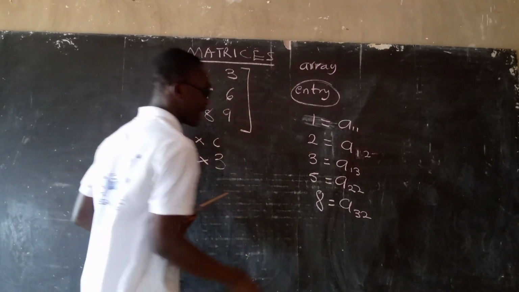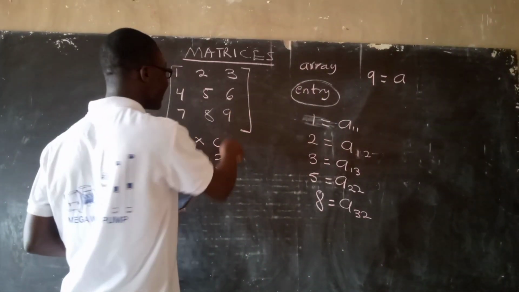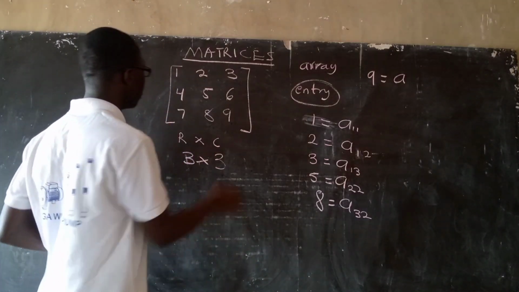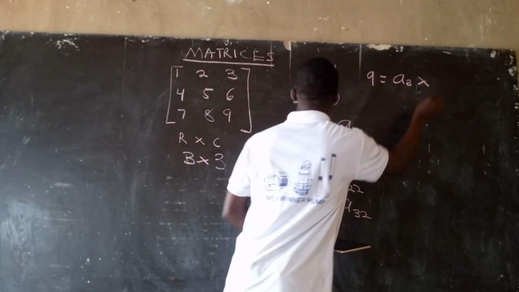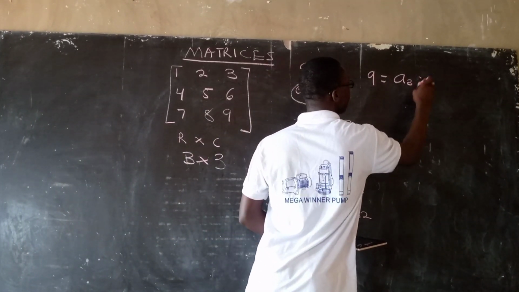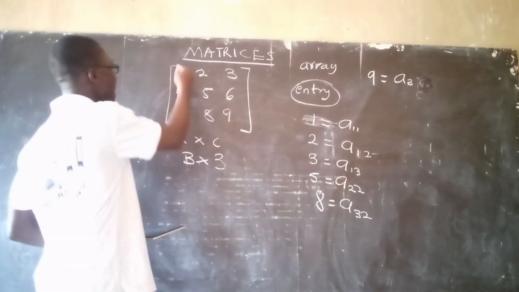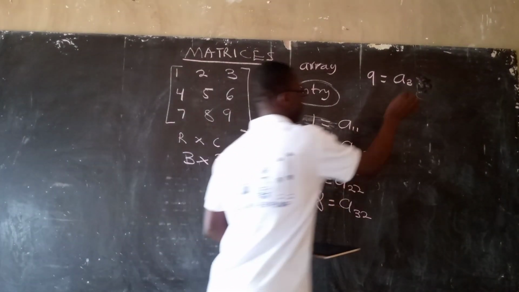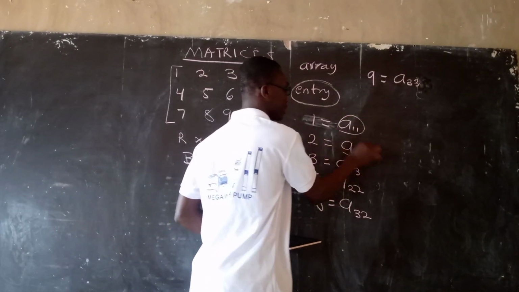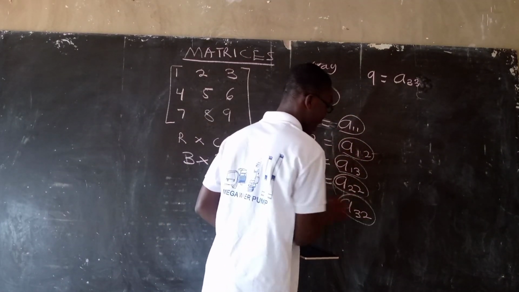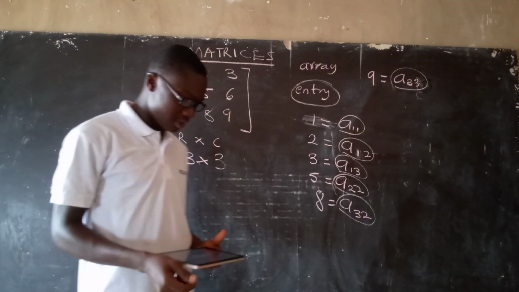Now let's name the 9. 9 is in the third row. Now the column of 9: 1, 2, 3. It's also the third column. So this is how to address the entries of the matrix. These are the entries, and that is the address.